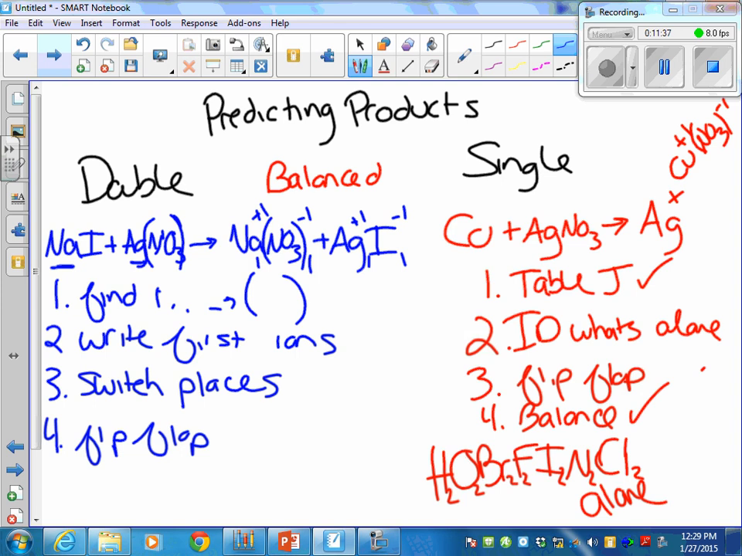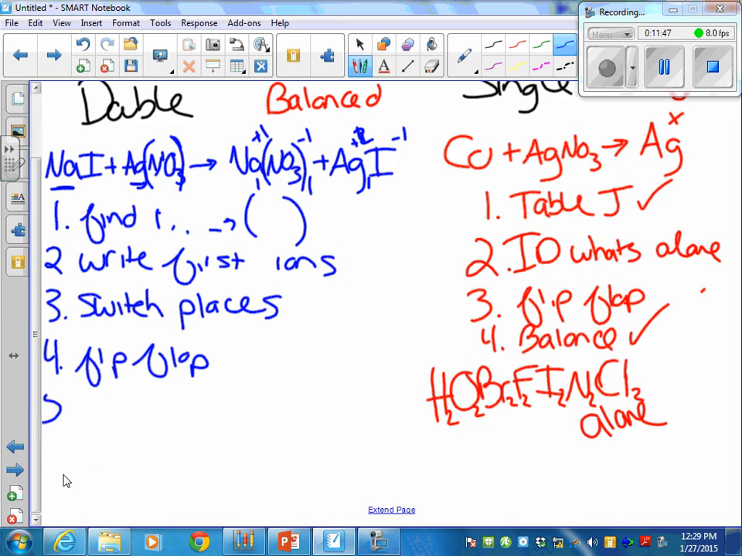If this silver for some reason was +2, this would be AgI2. It is just not that way for this example, okay? So this one's actually a +1. Step 5 is to balance. Again, here's an example. Everything's balanced, okay? 1 sodium, 1 sodium, 1 iodine, 1 iodine, 1 nitrate, and 1 silver, 1 silver.